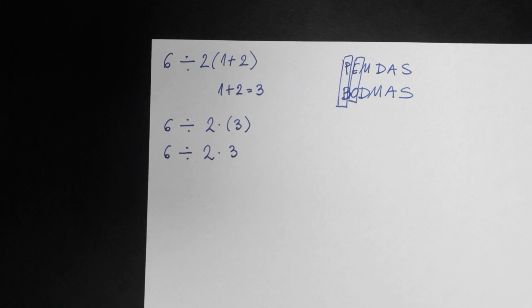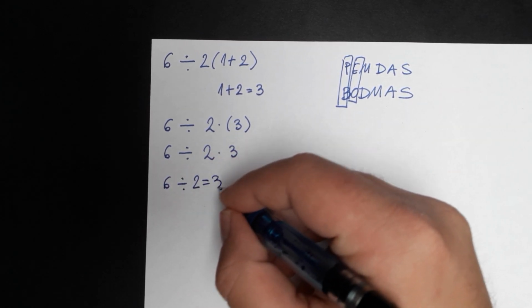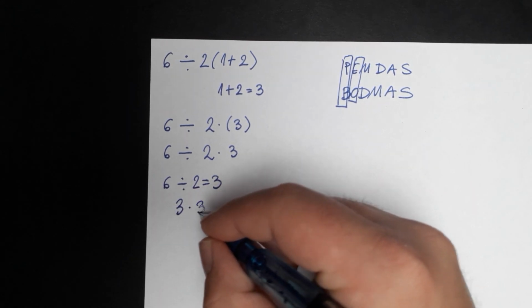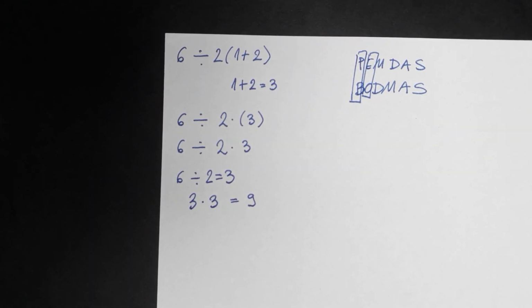Now the question is, which of the two operations, division and multiplication, has a priority? These operations are of equal precedence, so we are going to evaluate them from left to right. 6 divided by 2 is equal to 3, and then our problem becomes 3 times 3, which is then equal to 9. This is the correct solution of the problem according to the modern usage of the order of operations.